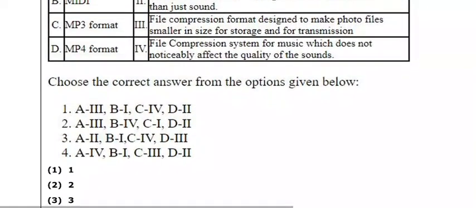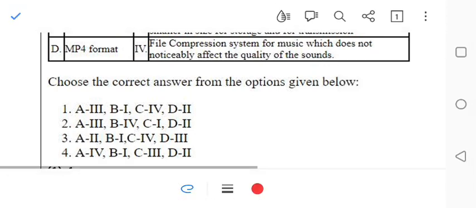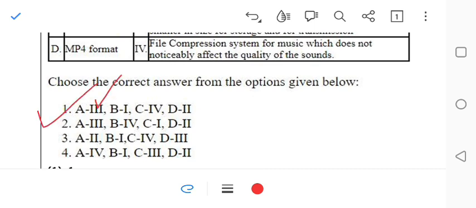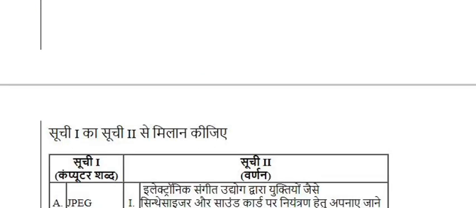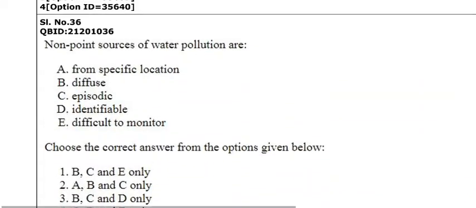So these are the options. I will not read all. Do it by pausing the video. I will tell you the correct answer now, and that is number 1. A will be related to 3, B 1, C 4, D 2. Next is 36.